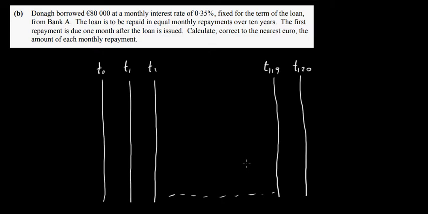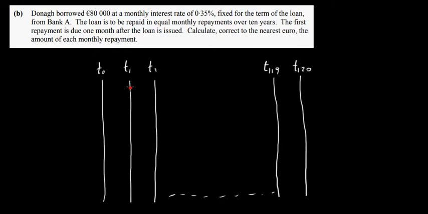So the main thing to remember here is that the loan amount, the 80,000 euros, is equal to the present value of all future repayments. So if you take any future repayment, for example, remember his first repayment is going to be 1 month after he takes out the loan. He takes out the loan here.